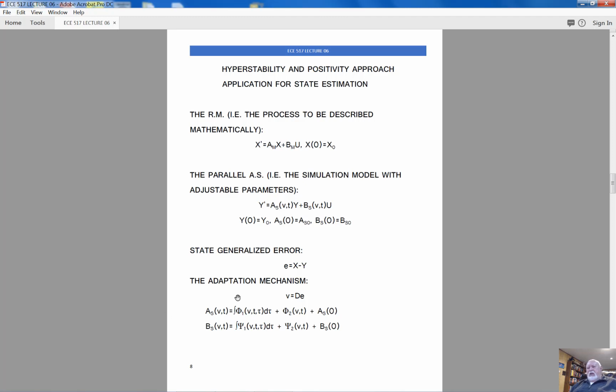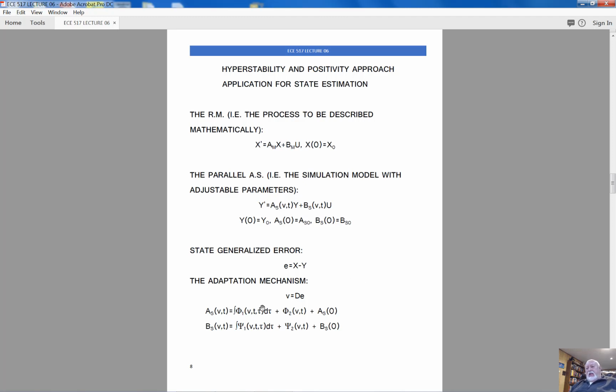The adaptation mechanism will include the filter that would convert error into variable v, into vector v. The error will be a vector, obviously, and v will also be a vector. G is a matrix filter. And then the adaptation mechanism will include expressions or functions that define matrix A of the adjustable system as a function of V and time, and matrix B of the adjustable system as a function of V and time. And we use integral proportional expressions and initial conditions for this adaptation mechanism.